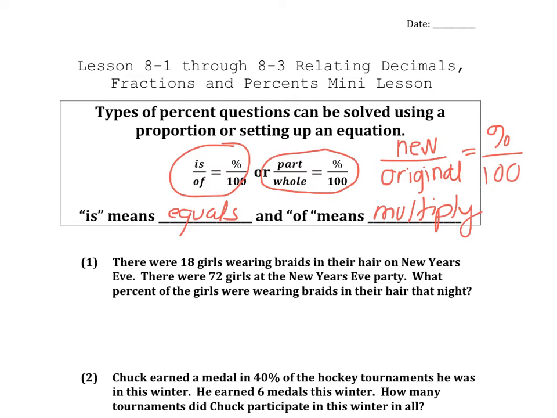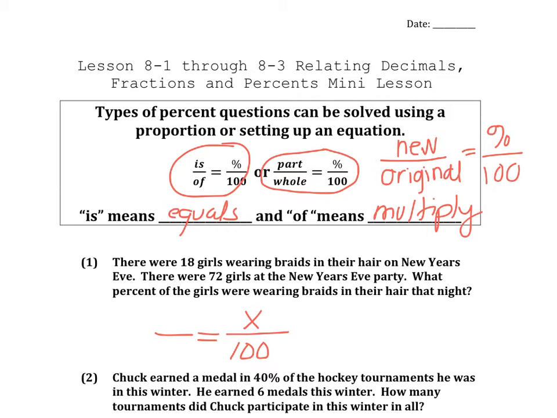So the first problem we're going to look at is there were 18 girls wearing braids in their hair on New Year's Eve. There were 72 girls at the party in total. What percent of the girls were wearing braids in their hair that night? I would recommend using a proportion here. The 100 stays as a constant in that bottom corner there, and your percent will always go above it. Now, if I'm looking at these numbers, I'm not given a percent. So when I'm not given something, I can put an X or a variable of your choice there.